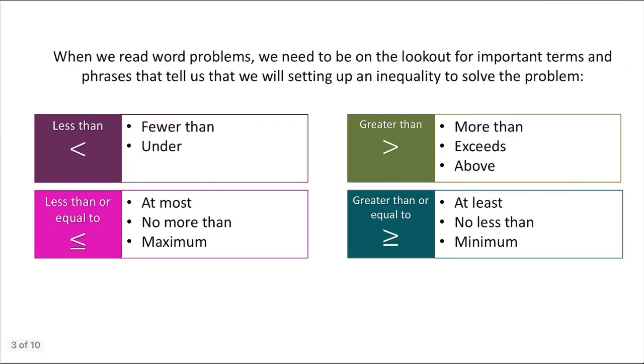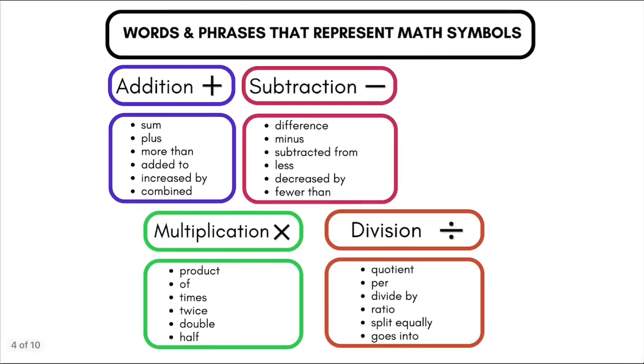These words and phrases are going to be very important to us, because when you see these used in a word problem, it really gives you an idea of which inequality sign you're going to be using. So make sure that you underline, circle, or highlight whenever you see these. Also, we have these words and phrases that represent math symbols. If we have additional math operations in our problem, these words and phrases will tell us what's going on.